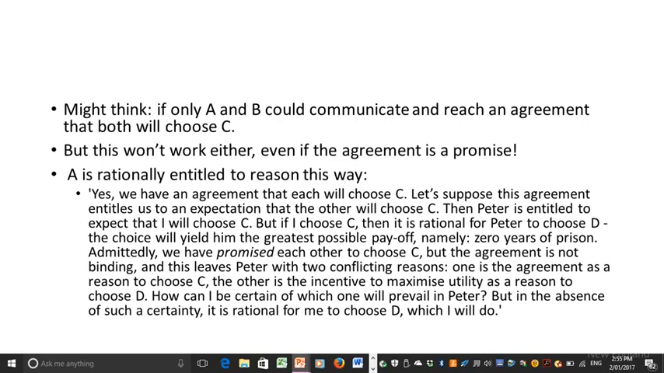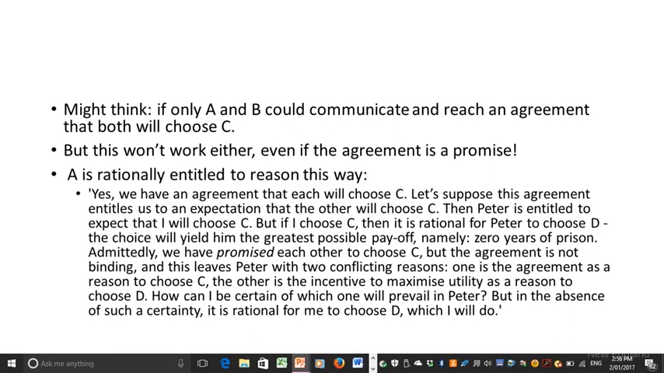Okay, I just wanted to go through that as a preliminary to getting into this issue about if only they could communicate and reach an agreement to choose C. Will that solve the problem? Well, even if the agreement is a promise, it seems that that won't solve the problem. Because A could reason in this way, and A is seemingly rationally entitled to reason in this way. Yes, we have an agreement that each will choose C. Okay, we've made that agreement.